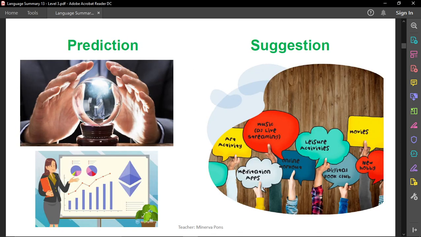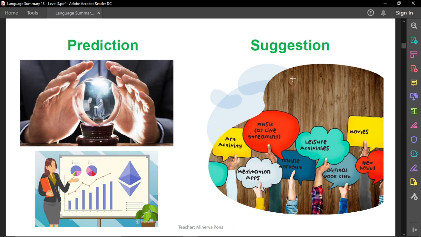Prediction. A prediction is basically when you foresee the future. It's like you're talking about something that has not happened, but depending on the information that you already have, like maybe you have a lot of information about the weather, and you predict that because of the different signs that you have been seeing in these days, tomorrow is going to rain. If you say, tomorrow is going to rain, that is a prediction. You don't know if that's going to be true, but according to your information, maybe it's going to be right.